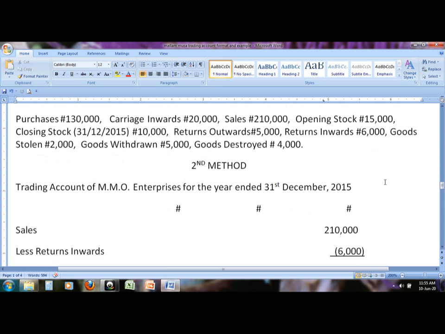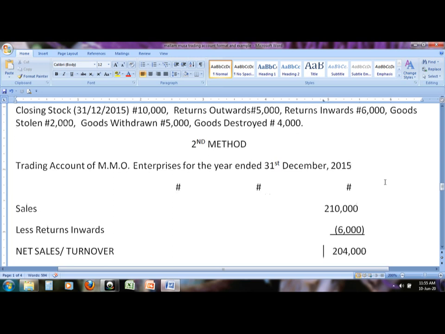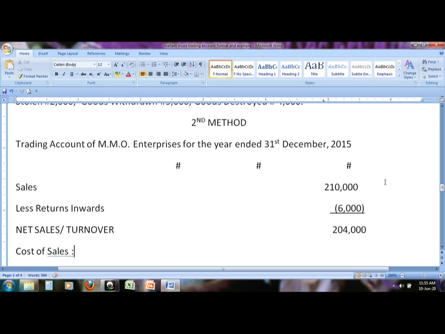Our sales in that question is 210,000 naira, and our return inward or sales returns is 6,000 naira. We now take away 6,000 naira from 210,000 naira. Our leftover amount is 204,000 naira. That's our net sales. My student, take a look at all these things, please, and master it. Do not cram. Read and understand. Work it out yourself as well. So our net sales or sales turnover is 204,000 naira.